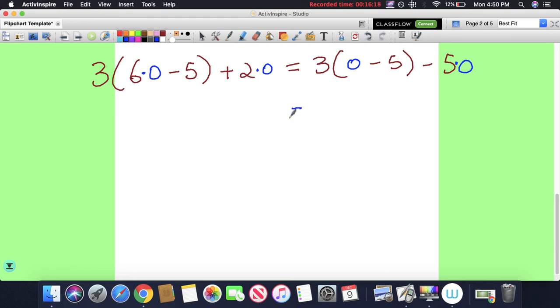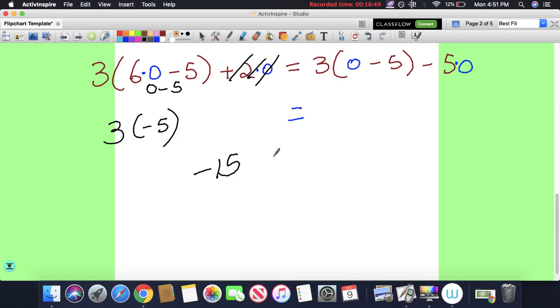So let's do order of operations. On the left side, let's do inside the parentheses, right? Because PEMDAS: parentheses, exponents, multiplication, division, addition or subtraction from left to right. So the 3 stays. But inside I have 6 times 0, which is 0. And 0 minus 5 is going to give me negative 5. So I'm going to write that, negative 5. Then what's 2 times 0? It's just 0. So I'm not even going to write that. 2 times 0 just disappears. And 3 times negative 5 gives me negative 15. So the whole left side equals negative 15.